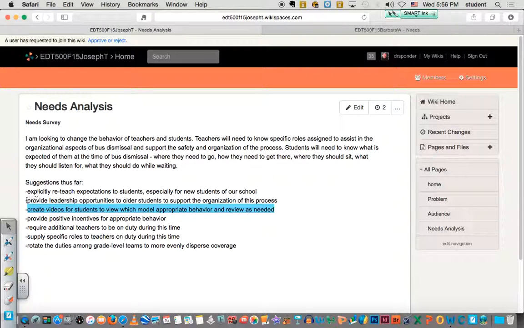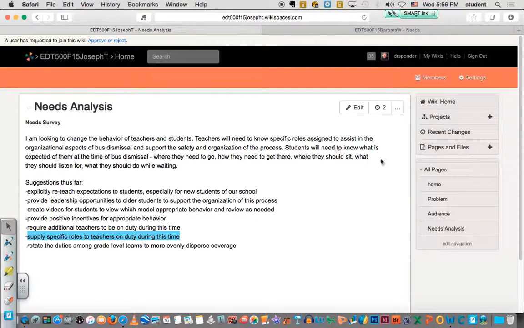So for each one of these, like provide leadership opportunities to older students, again, training materials to train them to do that kind of thing. So you prioritize 1 and 2, and you can actually design the first 2 if you want to do that. Design a program to teach leadership to older students and supply specific roles to teachers, maybe training on where to stand, how to do this, some suggestions on dealing with problems before they start, floor plans, those kinds of things.